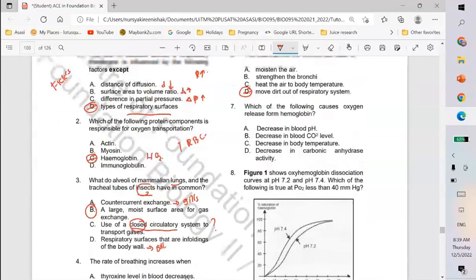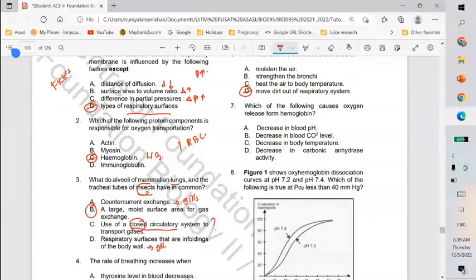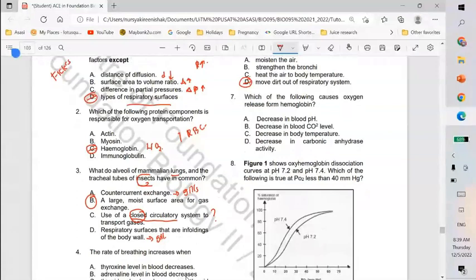And then number 7. Ayu Zahira. Which of the following causes oxygen release from hemoglobin? My answer is A, decrease in blood pH. B is wrong because it should be CO2 level increase. C is wrong because it promotes attachment, oxygen and hemoglobin. D is wrong because it reduce the carbonic acid.